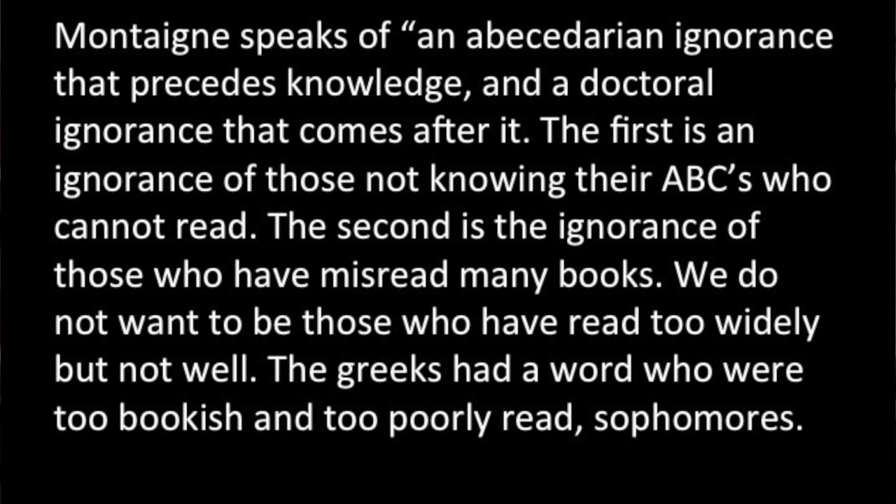Montaigne speaks of an abecedarian ignorance that precedes knowledge, and a doctoral ignorance that comes after it. The first is an ignorance of those not knowing their ABCs who cannot read. The second is the ignorance of those who have misread many books. We do not want to be those who have read too widely, but not well. The Greeks had a word for those who were too bookish and too poorly read: sophomores. Being widely read is not the same as being well read.